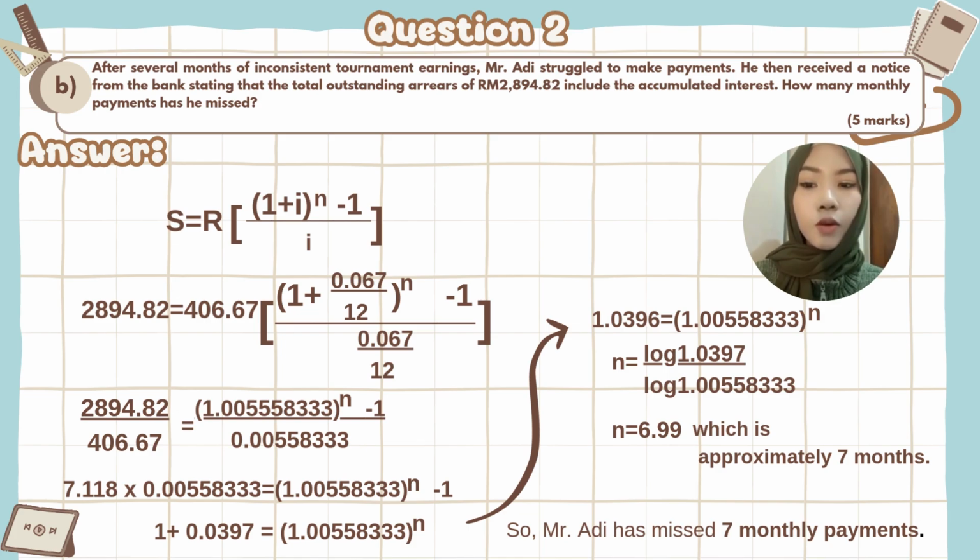I simplified the equation, then used log to solve for n. The answer I got was n equals 6.99, which is approximately 7 months. So Mr. Adi has made 7 monthly payments.